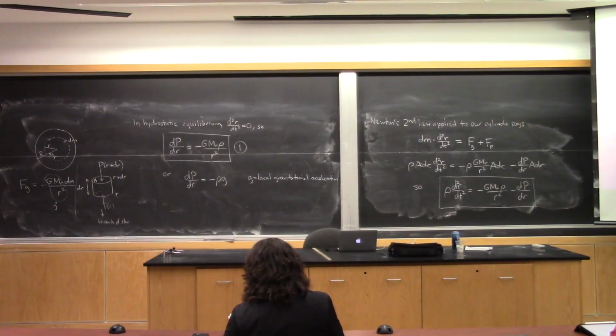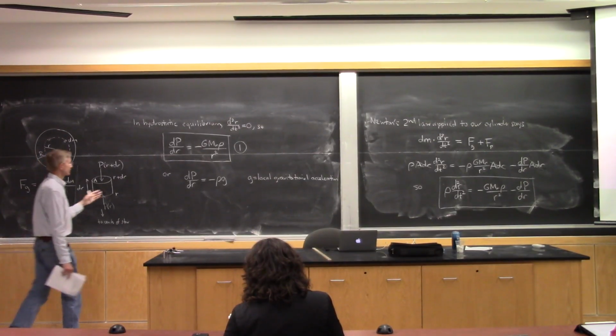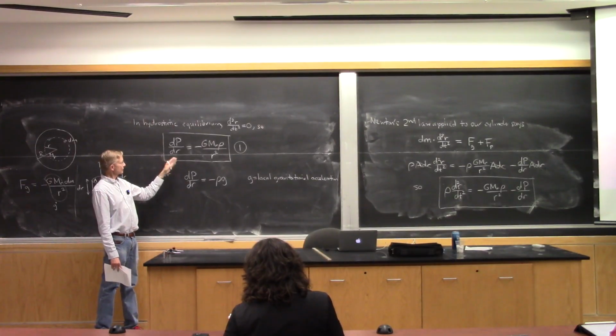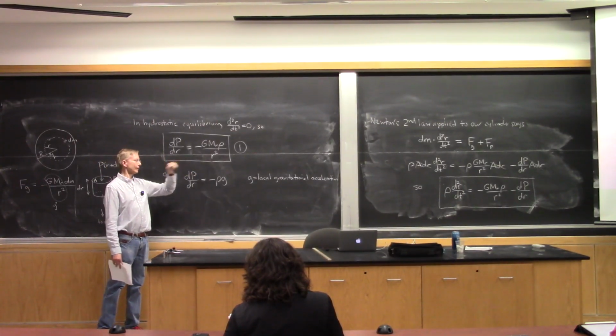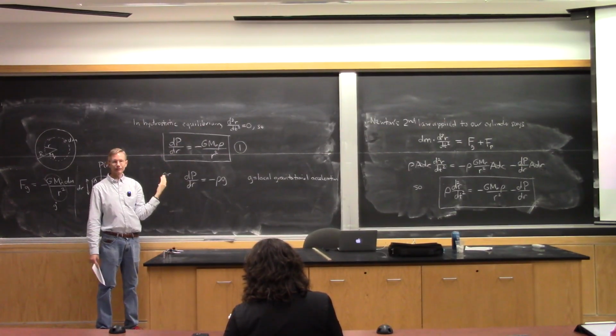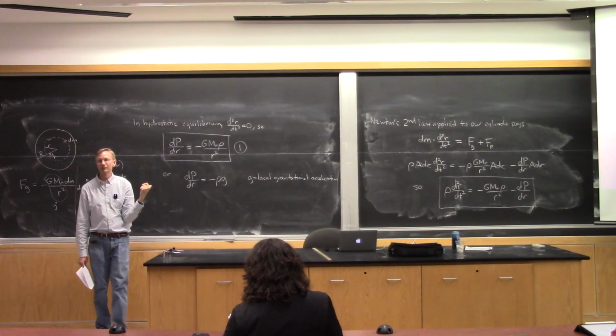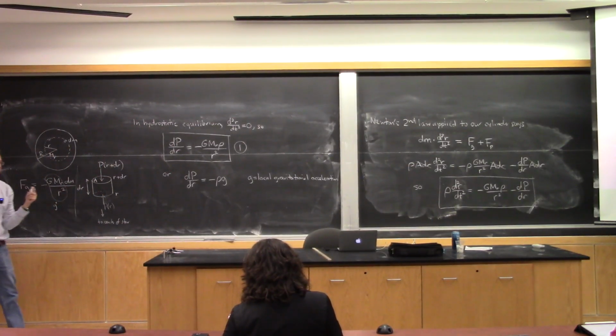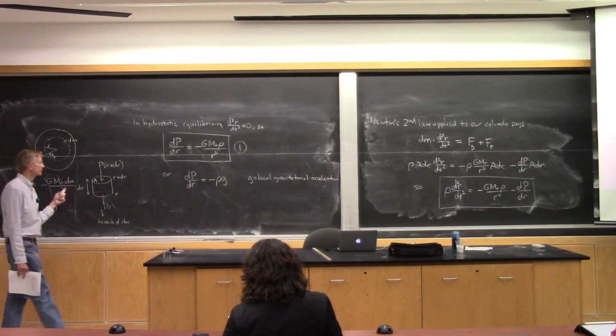And again, keep in mind what this means. This is talking about the magnitude of the pressure force. Well, sorry, I shouldn't say that. The minus sign means something: that pressure and gravity are in balance with one another, that the upward pressure force is in balance with the downward gravitational force.